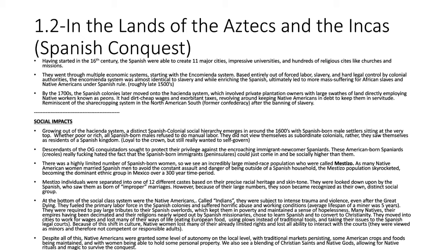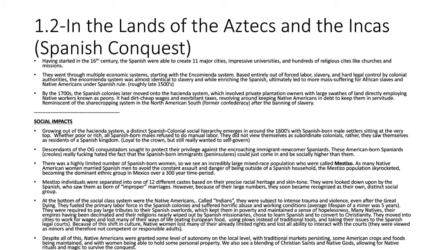So at the bottom of our social class system, we have the Native Americans. They were called Indians, and they were subject to immense trauma and violence. These are people who have come out of the Great Dying and watched, I think, 54 million people die out of 60 million. So we have about 4 million people left.